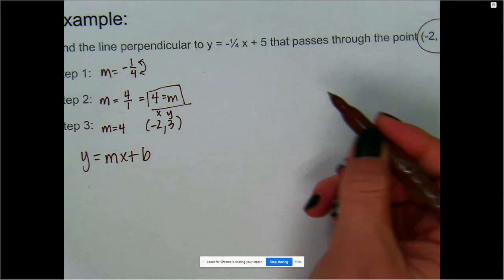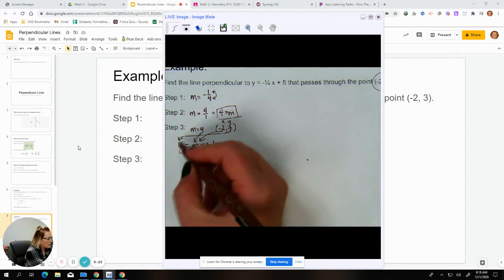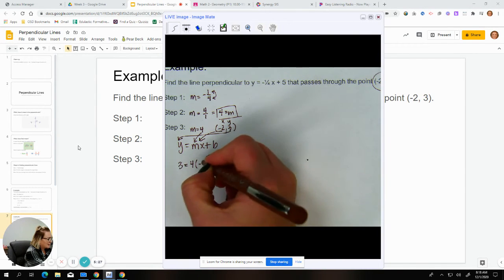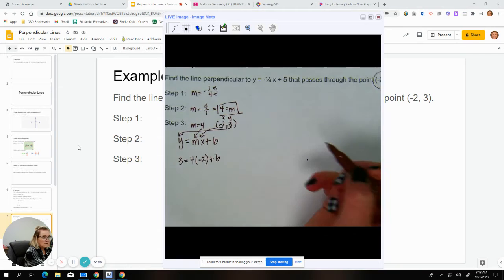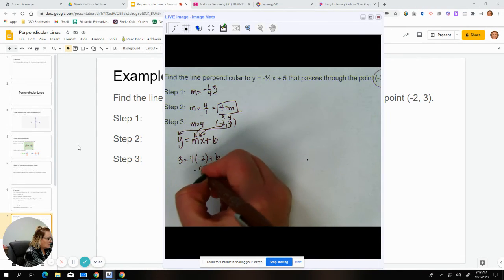Oh, I think I froze over here. Sorry about that. Okay, now I'm good. Maybe I just can't be big. All right, so 3 goes where y is, m is 4, x is negative 2. So now I have 4 times negative 2 is negative 8.